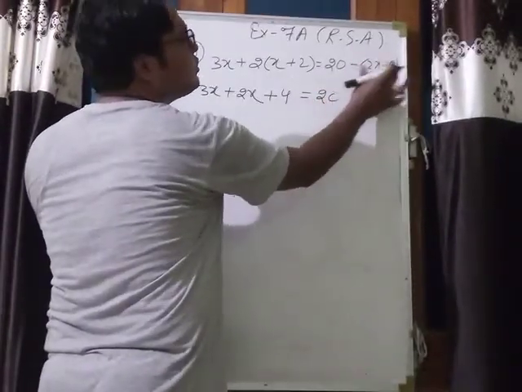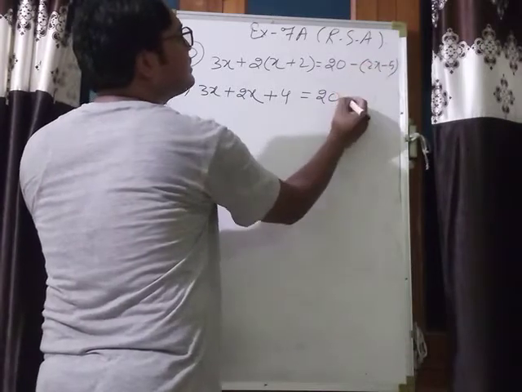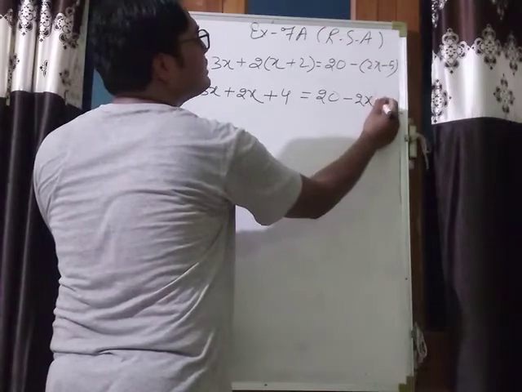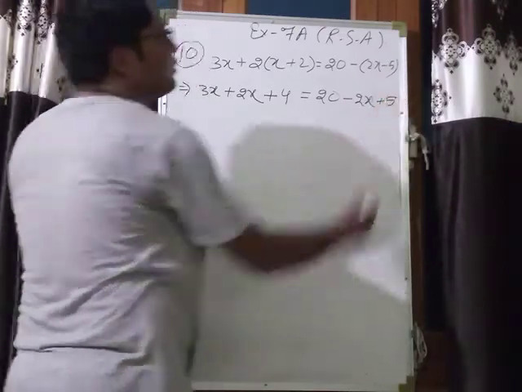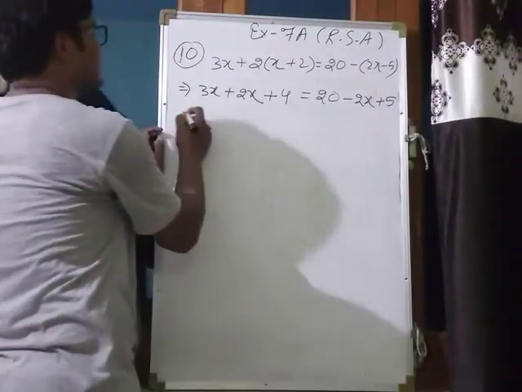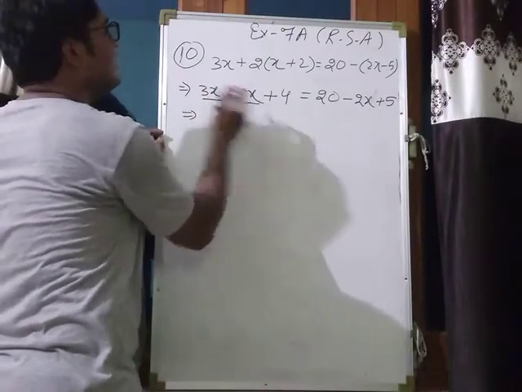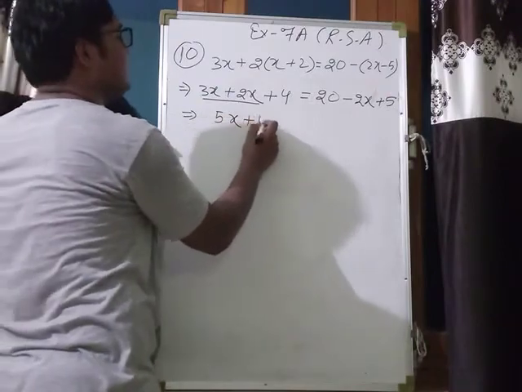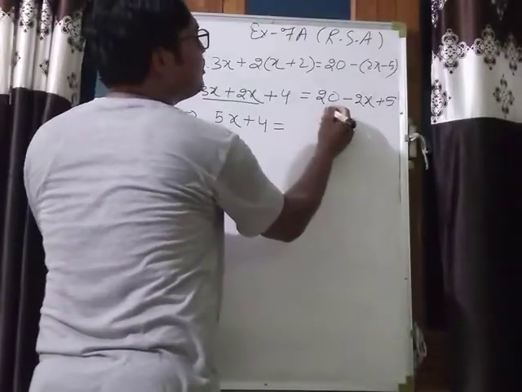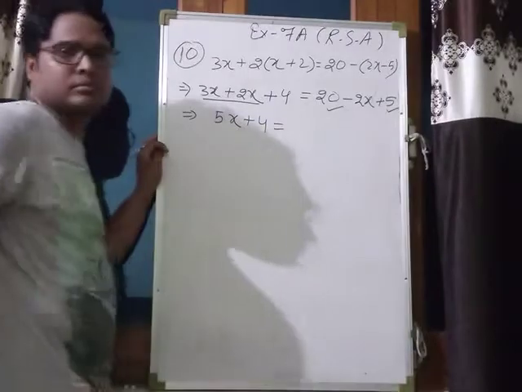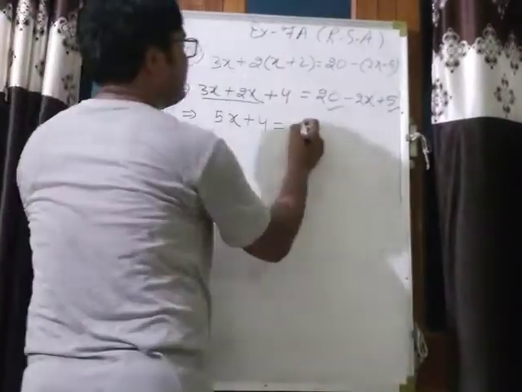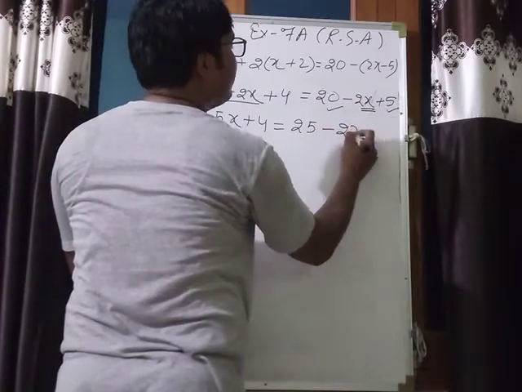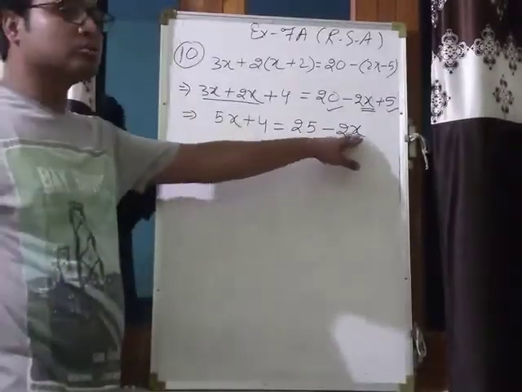And now this is minus. Open this bracket. Minus into plus, that will be minus 2x. And minus into minus, that is plus 5. Okay. Now see, this will be 3x plus 2x, that is 5x, and plus 4, that is 20 and plus 5, 25, 25 minus 2x.